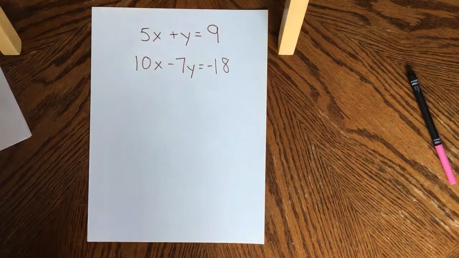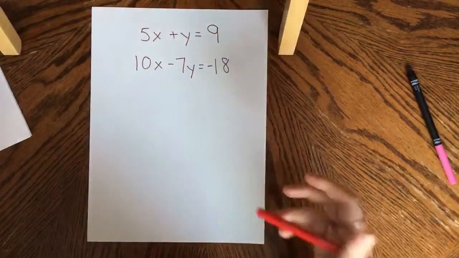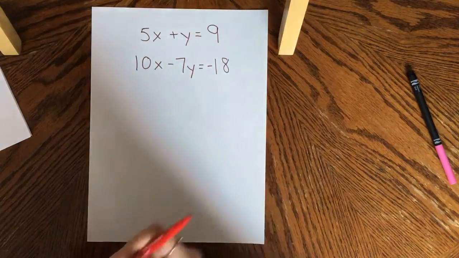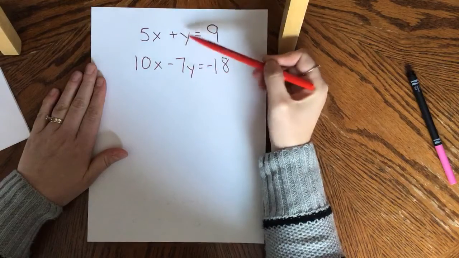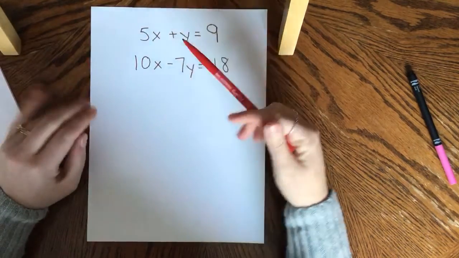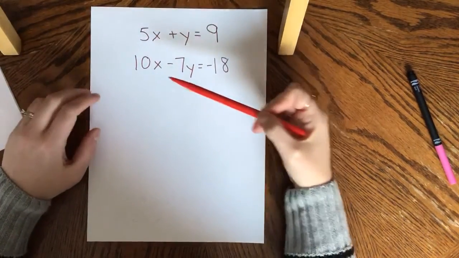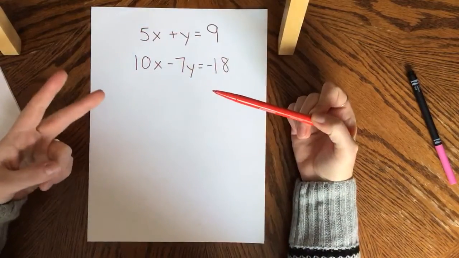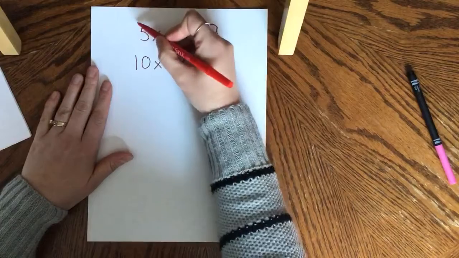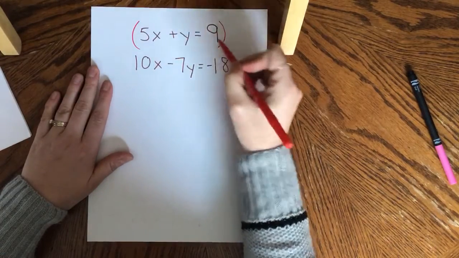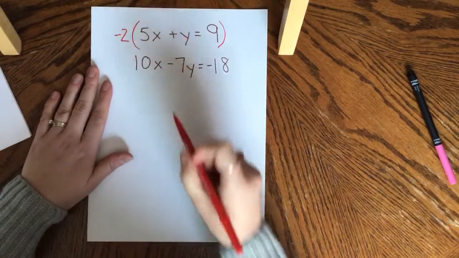This is called solving systems of equations by elimination. The reason it's called that is because you want to try to get the y or the x to go away. My eye sees that 5 can go into 10 2 times, so I could probably get rid of my x's very easily. I'm going to multiply this entire first equation by -2.